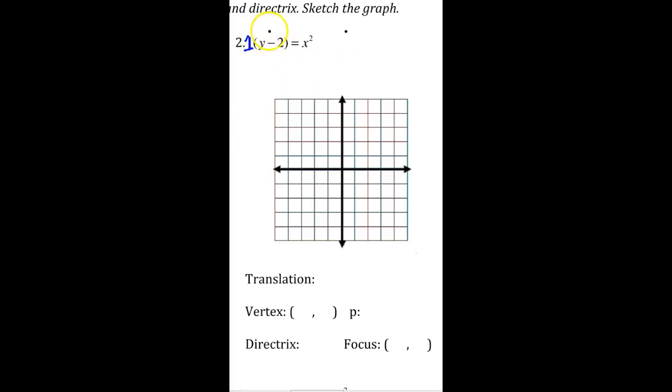So on here we can see our vertex. Let's see here. We got y minus 2. Let's just make this x minus 0. So our vertex is going to be at 0, positive 2, right here. So this is translated up 2 units.